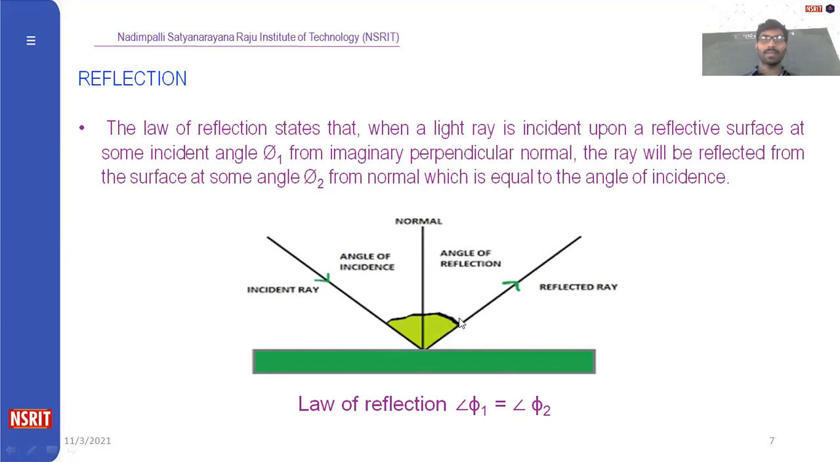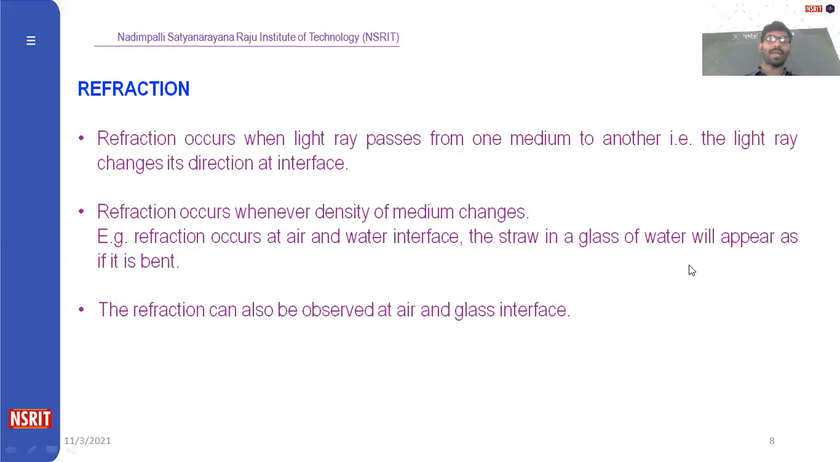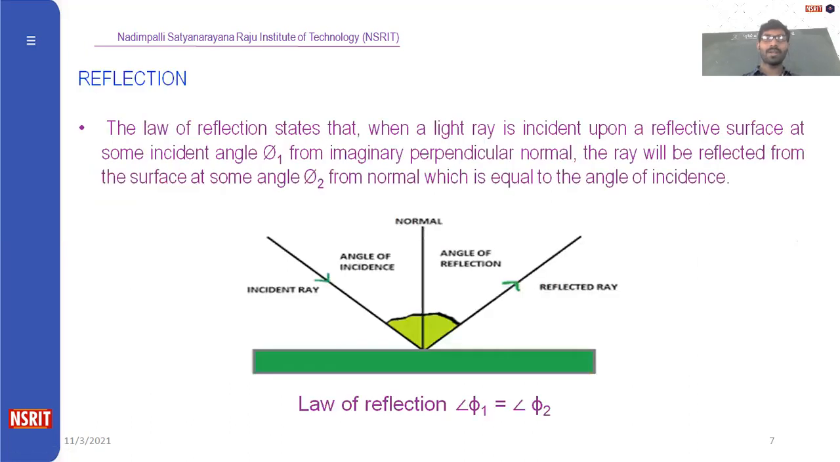Okay, this angle is known as phi 2, and this ray is known as the reflected ray, and the angle is known as the angle of reflection. In this case, both the angle of incidence and the angle of reflection will be the same, and the law is known as the law of reflection. Since we have seen reflection, we are going to see refraction.